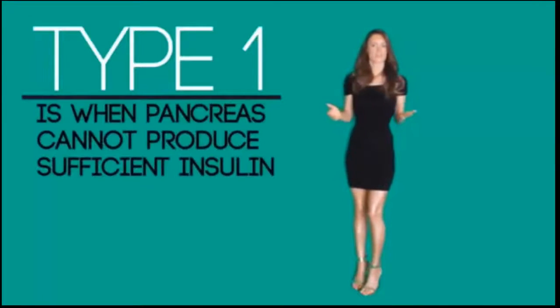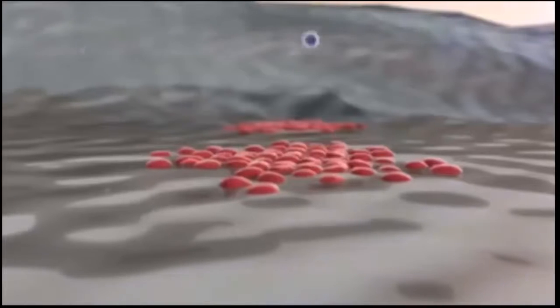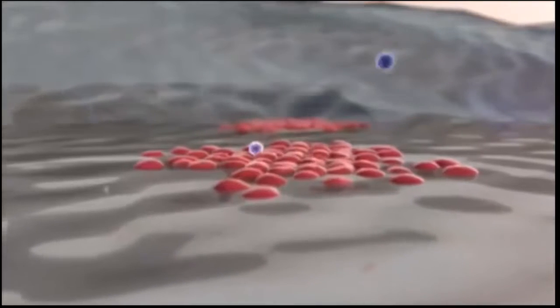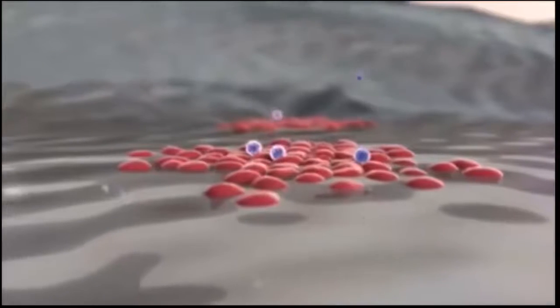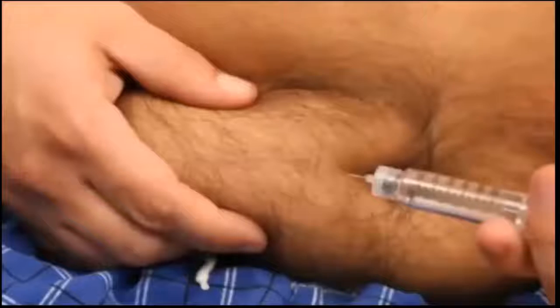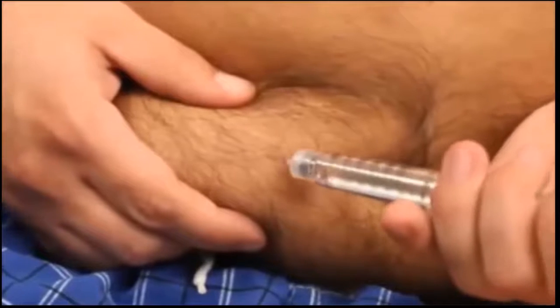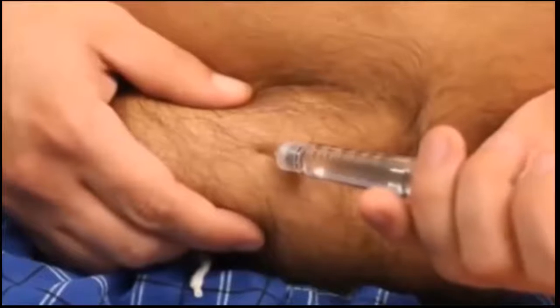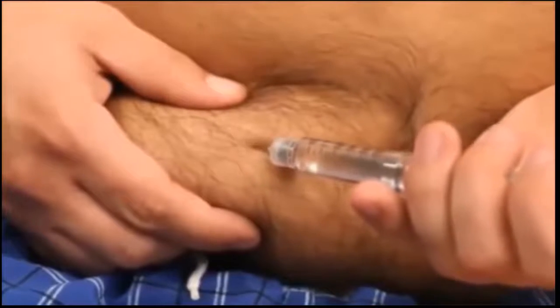Type 1 is when the pancreas cannot provide sufficient insulin. This type of diabetes mellitus is considered an autoimmune condition, as the patient's body destroys its own beta cells in the pancreas that are responsible for the production of insulin. As the pancreas is unable to produce insulin, type 1 diabetes is managed by injecting insulin to maintain normal blood sugar levels, which is why it is usually referred to as insulin dependent. It is also usually referred to as juvenile onset. About 15% of all diabetic patients have type 1.